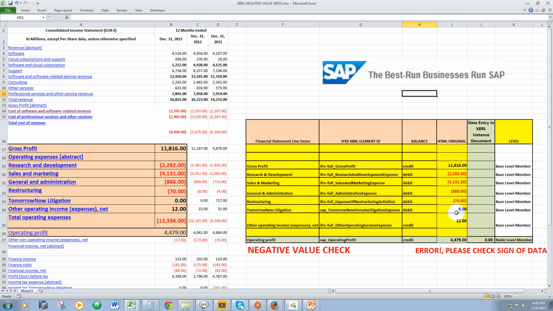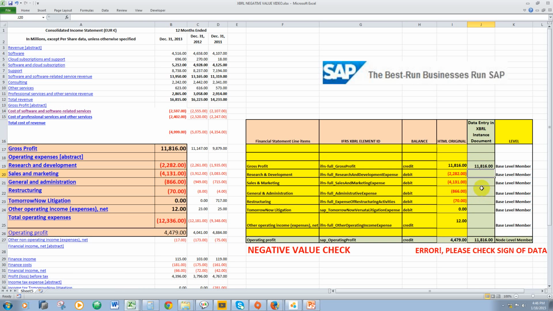This is the HTML document over here, the HTML numbers. Now we will key in these numbers into the instance document and see how it impacts the node level member. Gross profit has a credit balance, so this will increase the node level member, which is showing as 0 right now. So let us key in this number, 11816. This has increased the operating profit by 11,816 because this has a credit balance, and the operating profit also has a credit balance.